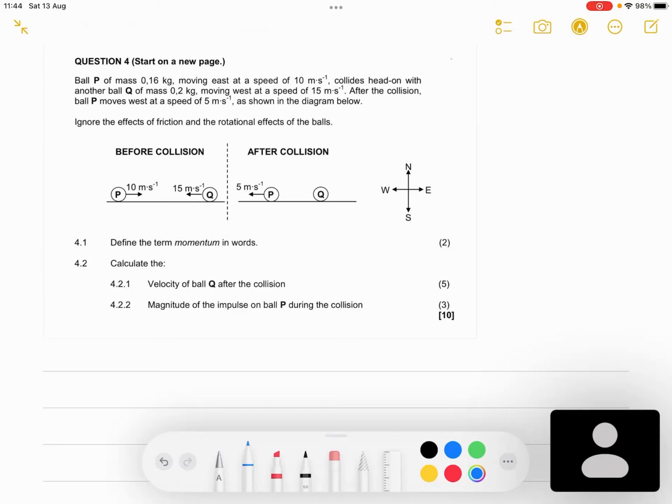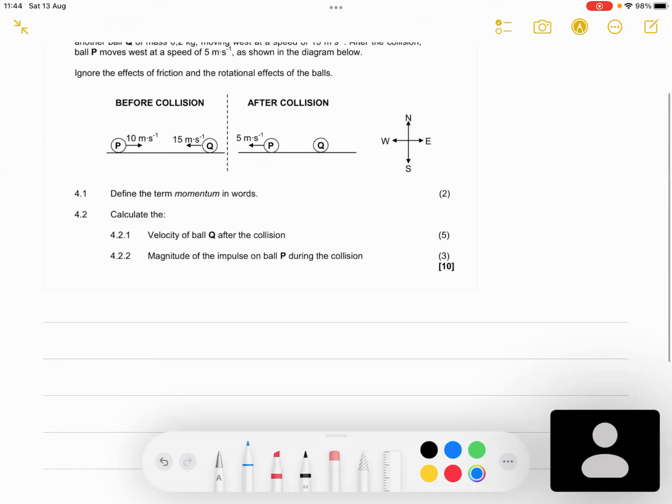Okay, so here's the first one. Define the term momentum in words. When we're doing these examples, you all need to have your calculators with you and your pen and paper. As we're doing it, you're also going to solve these problems. We're doing it together. So let's do the first one, 4.1, define the term momentum in words. Can you do that? Can you write it down or are you saying it to yourself so that you know?